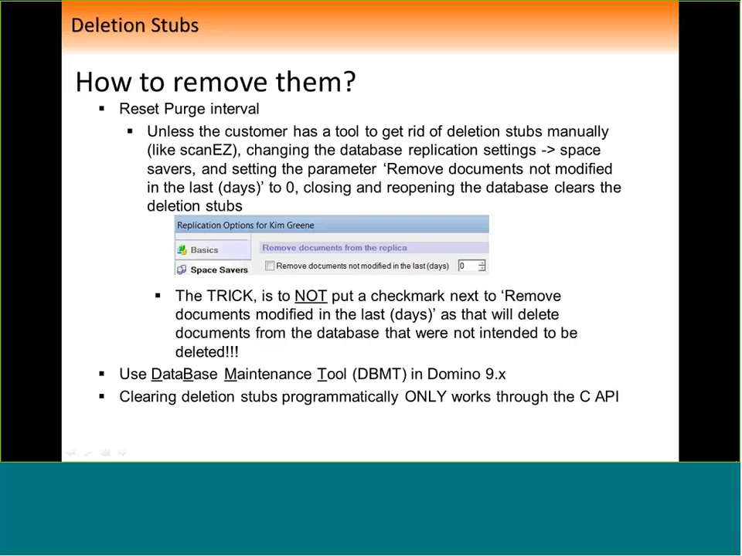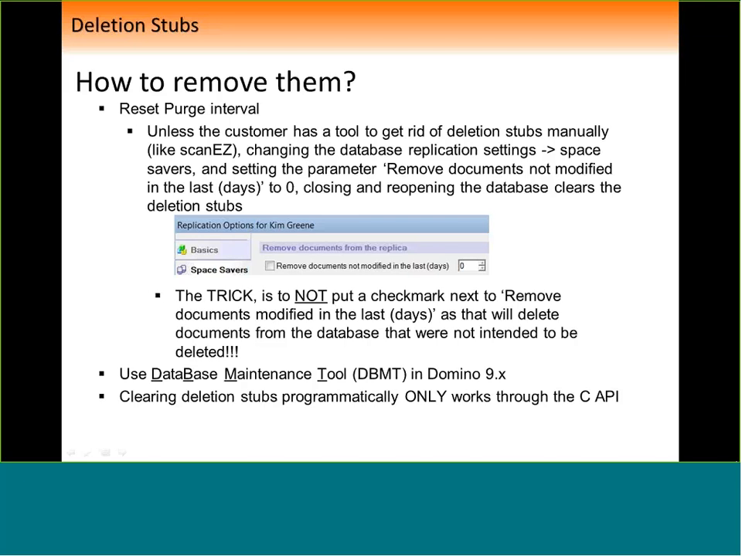A couple of tricks that I want to point out with this: as soon as you set it to 0, close the database and open it, the first thing you do is go back in and set it back to the value it was, because you don't want to leave it at 0. You could cause yourself a lot of trouble that way. The other trick is, whatever you do, do not put a check mark next to remove documents not modified in the last X days, because in that case, if you set it to 0, it would delete not only the deletion stubs, but also every single document in that database. Certainly not something you want to do.